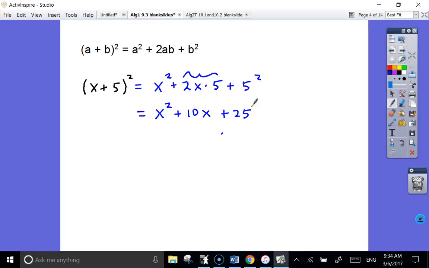Well, there's a 2 in the formula. A is X and B is 5. Right? A is X, B is 5. But there's a 2 in the formula. That's why you got a 2 there.